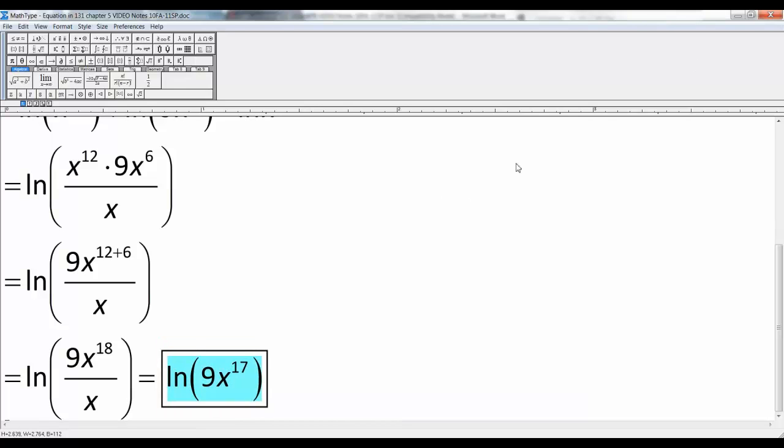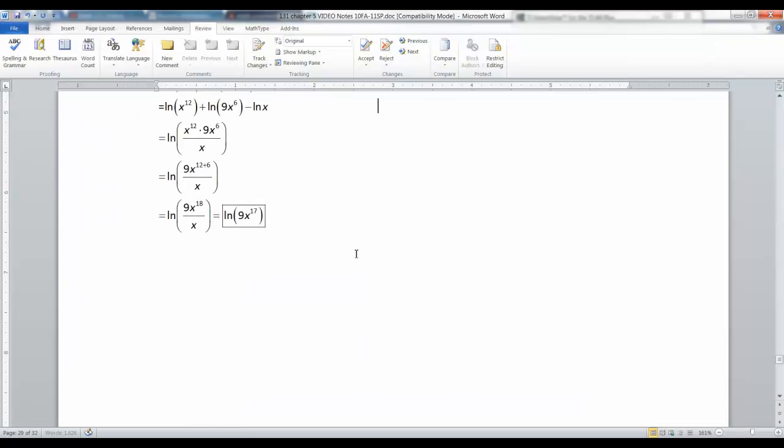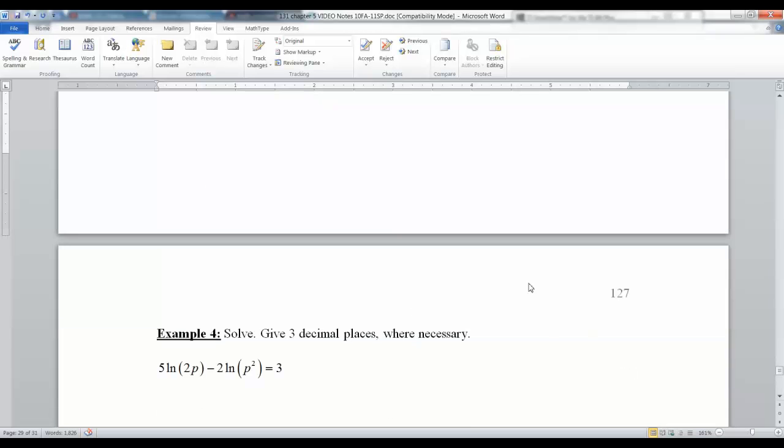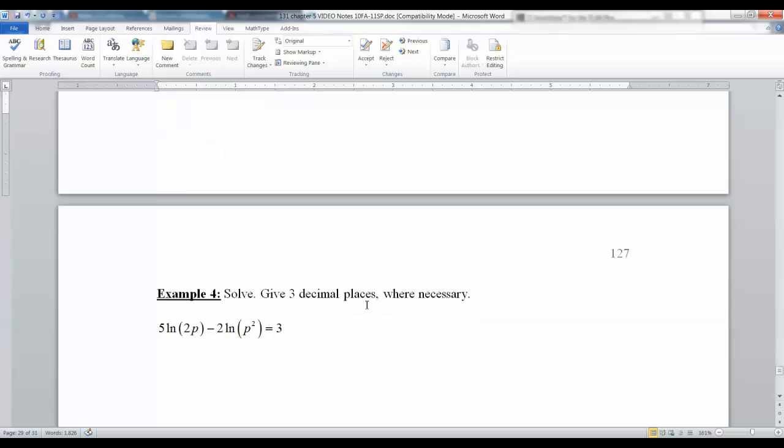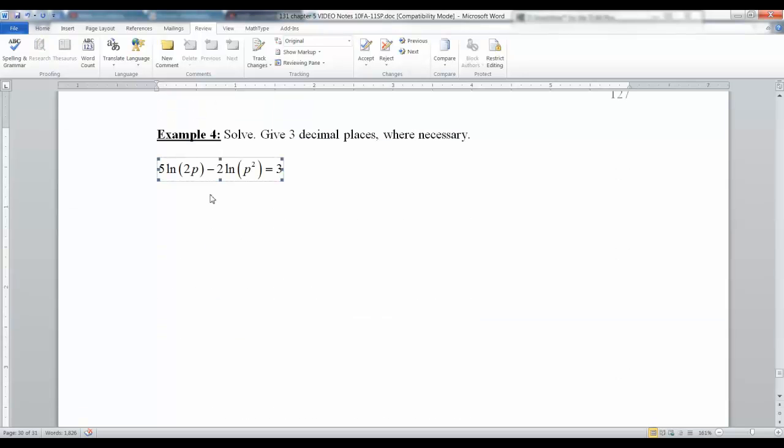All right, we're all done with that. We have a few minutes left, so let's see if we can get through the next one. All right, so we're going to solve giving 3 decimal places.